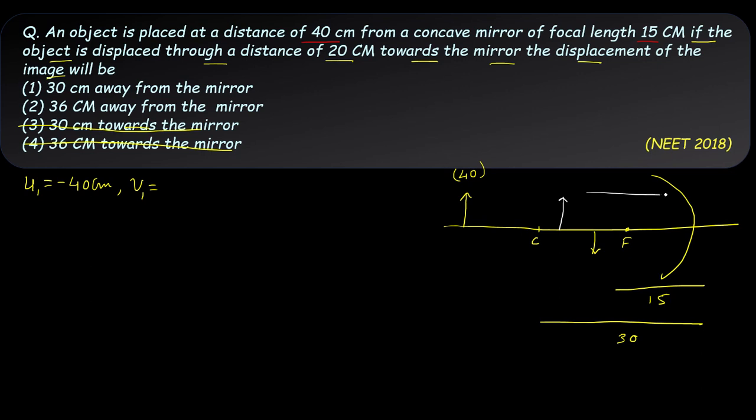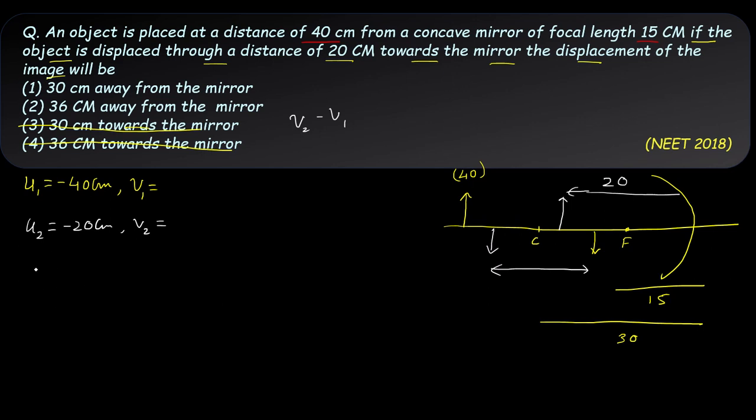Now from the mirror, the distance of the object would be 20 centimeter, and the image of this corresponding object will be going outside. So corresponding to the new position of the object, which is 20 centimeter, let's say the image position is v2. Therefore, the displacement of the image will be v2 minus v1. This is the quantity that we have to calculate.